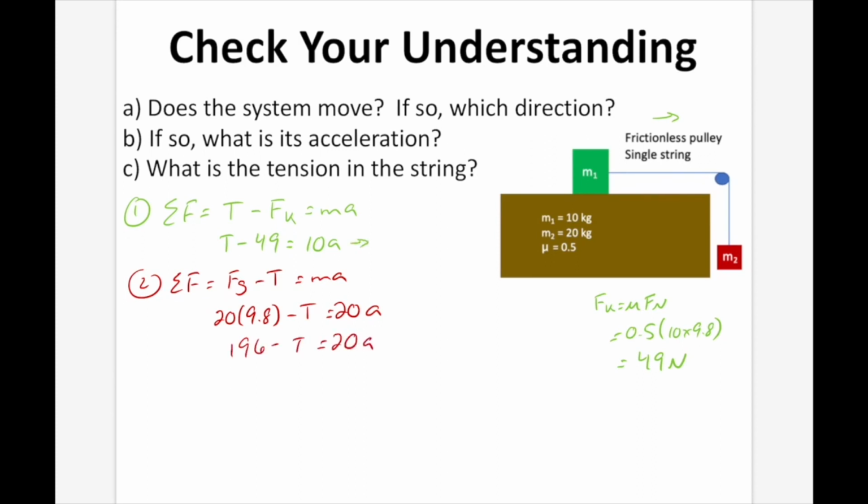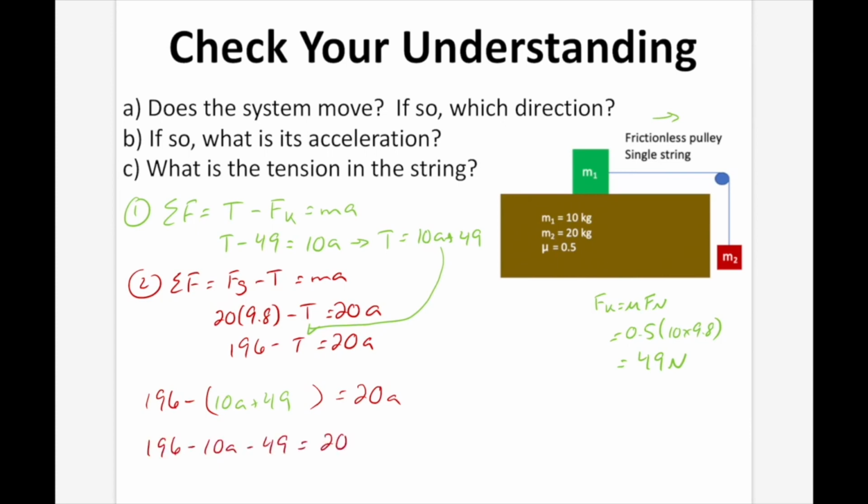In equation 1, we're going to isolate T. We're going to say T is going to equal 10a plus 49. And we're going to substitute that into equation 2. So we're going to have 196 minus 20a. Our T value is 10a plus 49. And then we're going to simplify. We're going to say 196 minus 10a minus 49 equals 20a. We're going to collect like terms, and we're going to solve for a. And in this case, a is going to equal 4.9 meters per second squared clockwise.